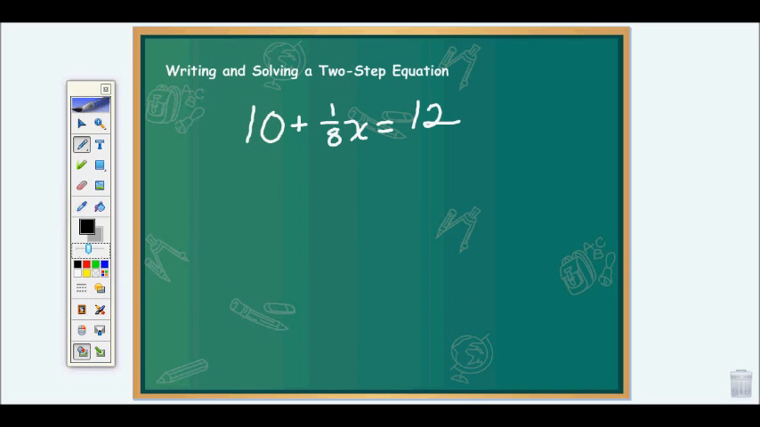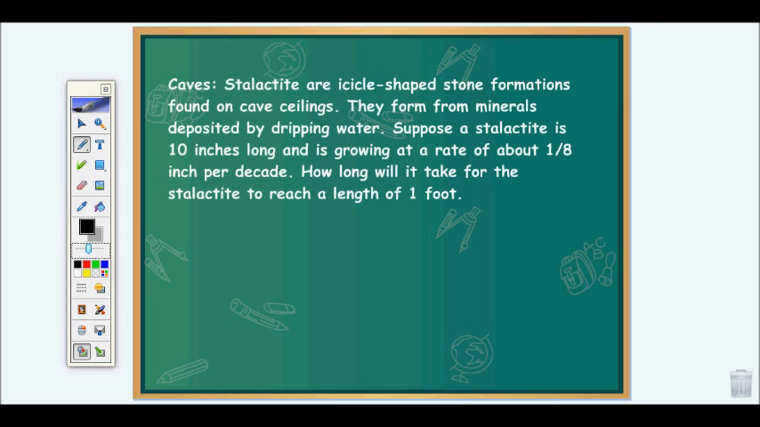Moving on, I skipped one page. We're going to talk about the icicle-shaped stone formations that are found in cave ceilings. They're formed from the minerals deposited by dripping water. Suppose that one of these icicle-shaped stones is 10 inches long and is growing at a rate of about 1/8 inch per decade. How long will it take for the stone to reach a length of 1 foot?